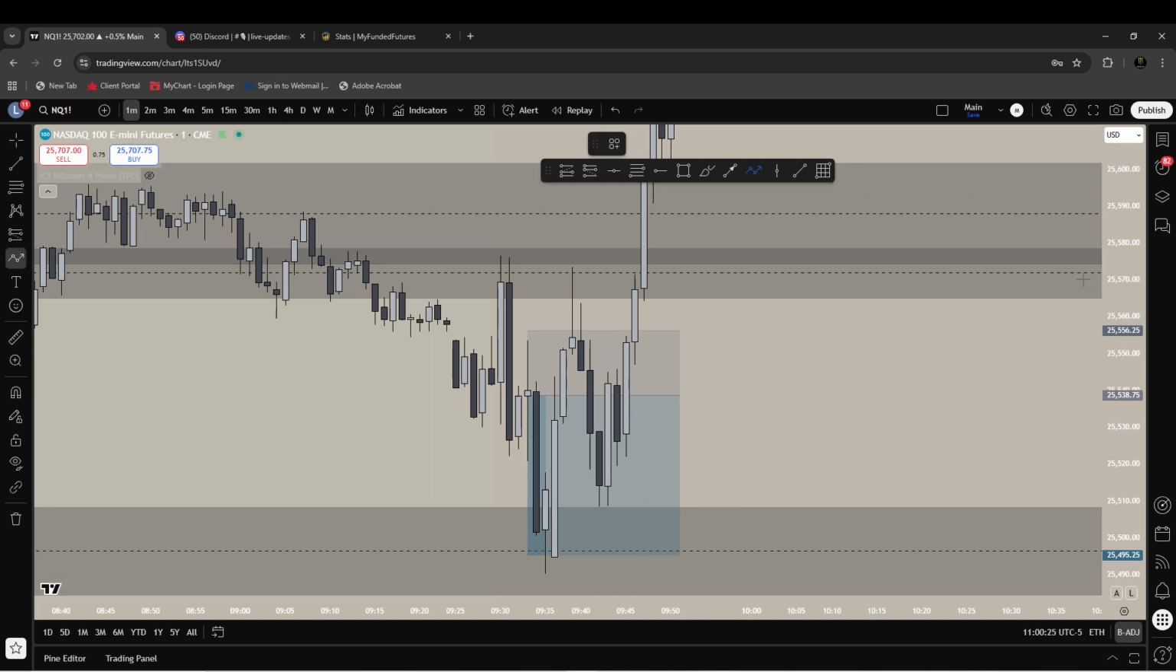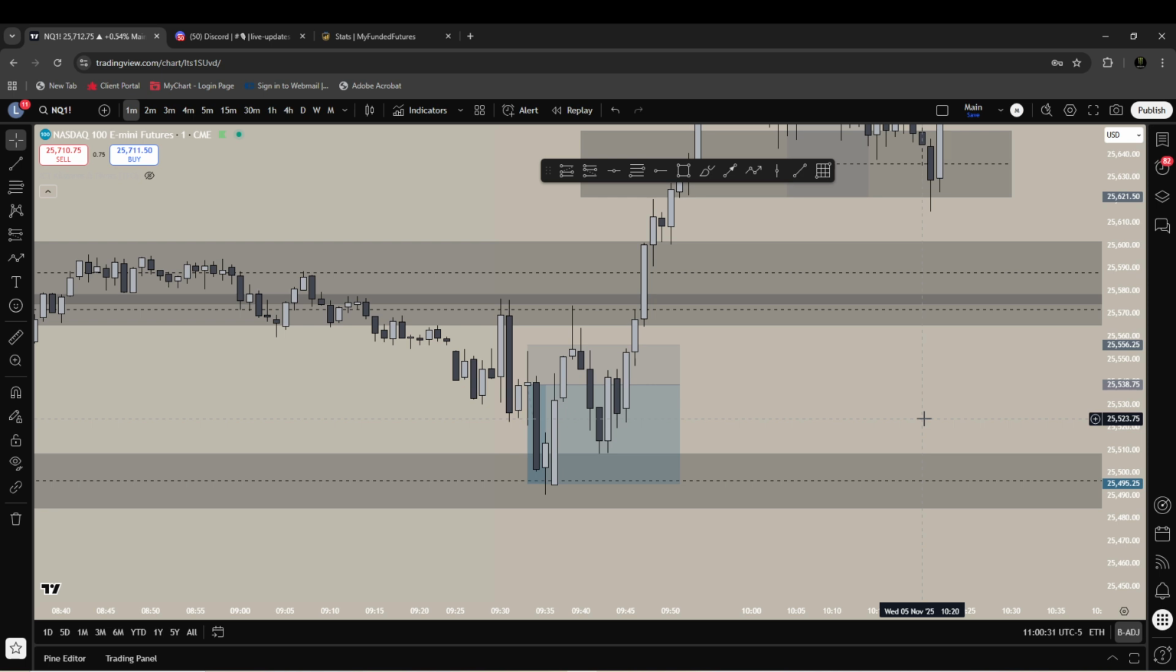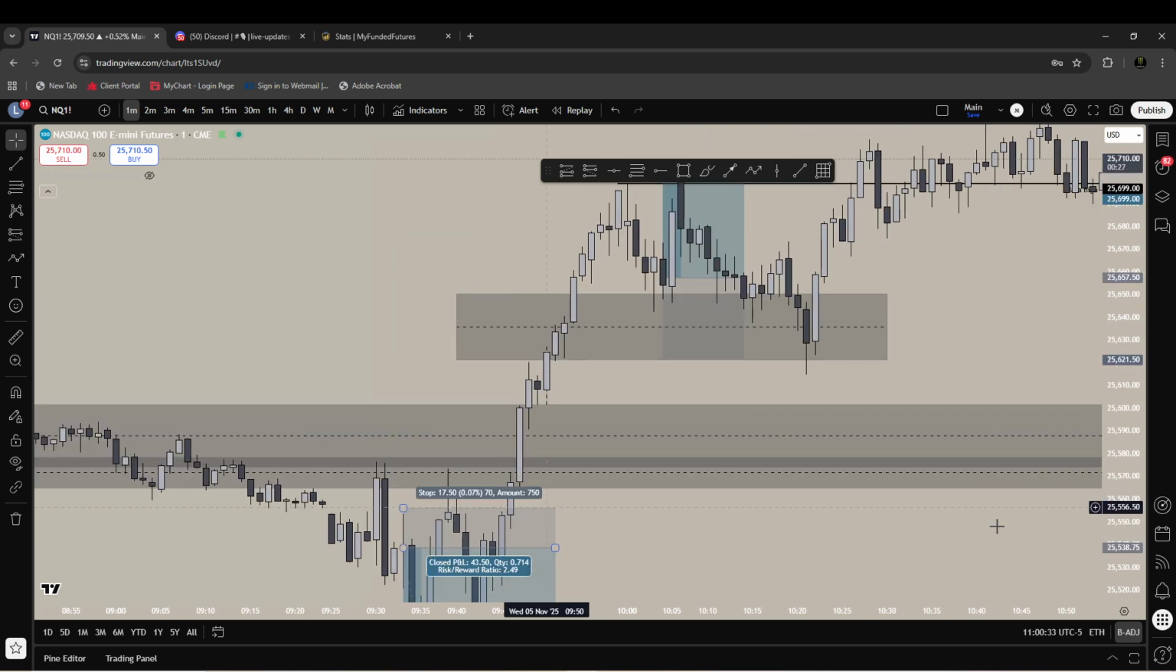I wanted to see price come back in and retest into this inverse, and then I was going to look for longs, but price just continued up from there, and it just continued up, and then at this point it was already 9:45, so I just decided to wait for the news.